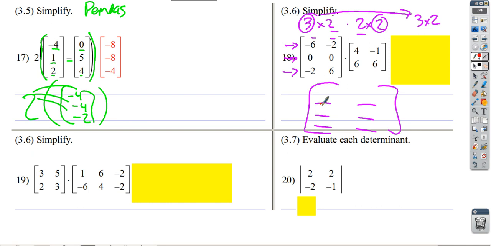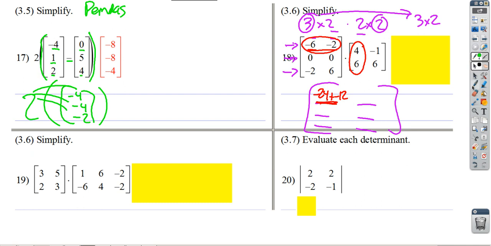Okay, so this right here, this red one, that is the first row and the first column. So I'm going to take the first row here, multiply it by the first column right there. Negative 6 times 4 is negative 24. Negative 2 times 6 is negative 12, so I should add those together. Okay, then we will do the next one.